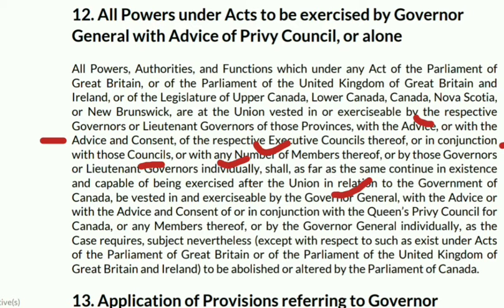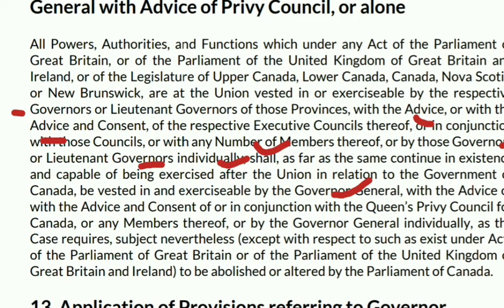So now, earlier all the powers and authorities were vested in the governors and lieutenant governors of the provinces by the legislature, by the parliament, and they exercised them with the advice or consent of the executive council thereof, or in conjunction with those councils or with any number of members of that council, or by those governors or lieutenant governors individually.